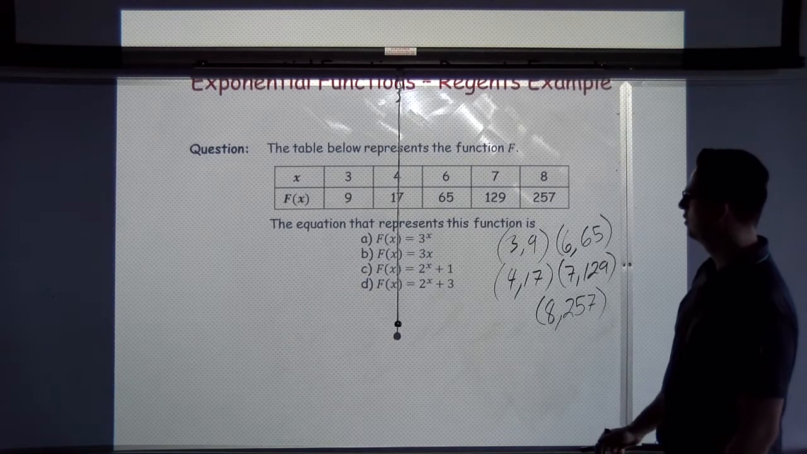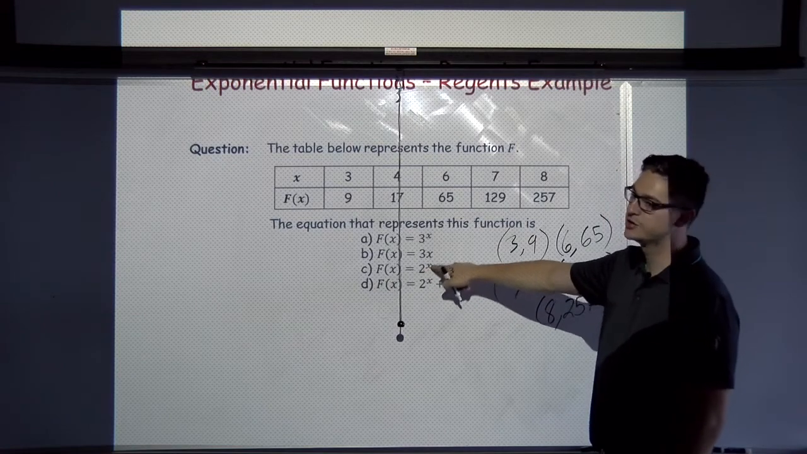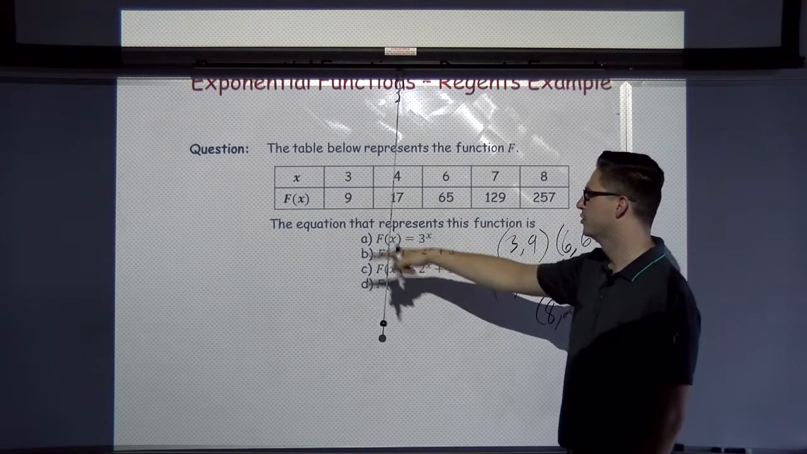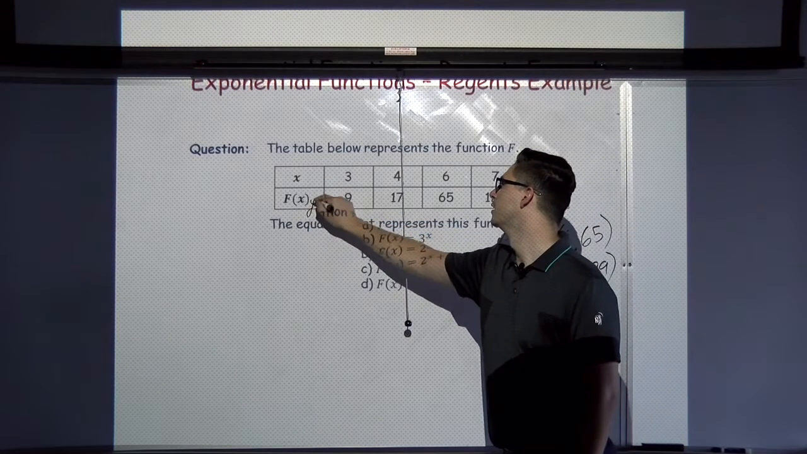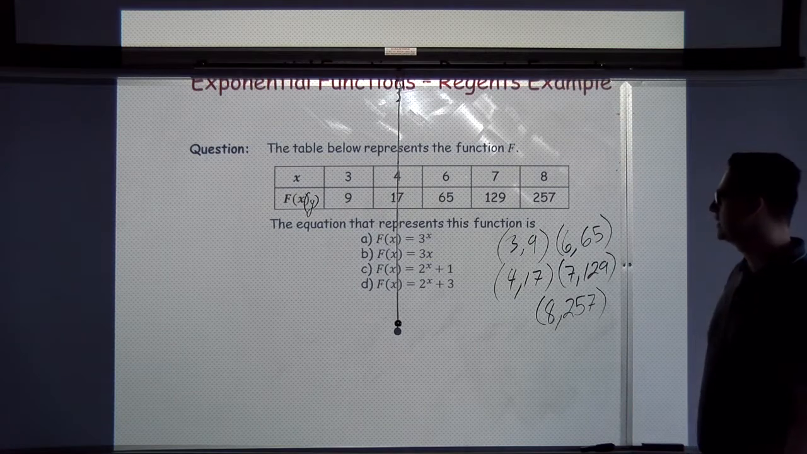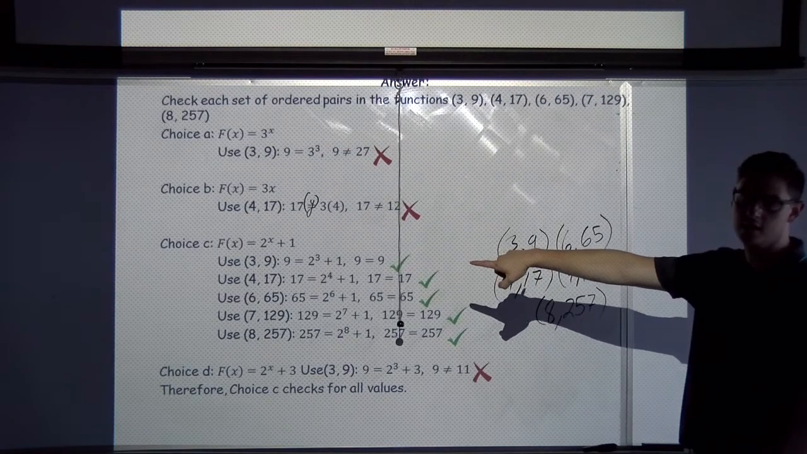That's all right. So what you want to do is, wherever you see your x, you want to plug in your x values, and it should equal your f of x value, which in this scenario is going to be our y values. Okay. So if we did that, the answer we should come up with would be choice C.